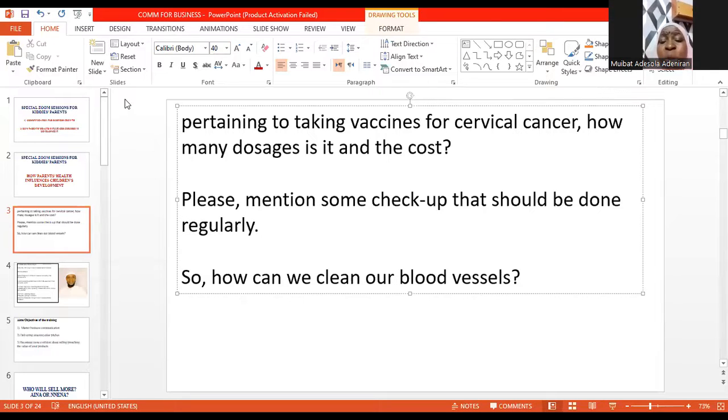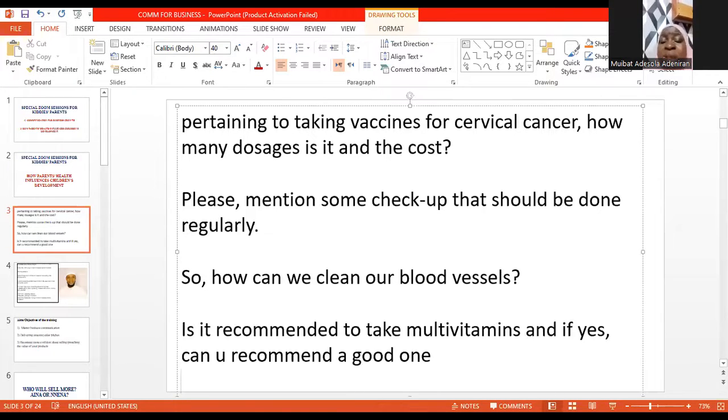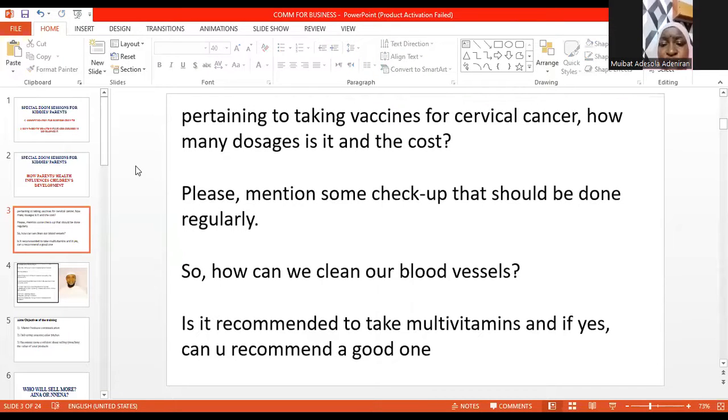Other checkups could include, for people older than 40 years, our heart, which is the ECG, especially if you have hypertension or a family history of hypertension. So basically, these are basic things that we can do.